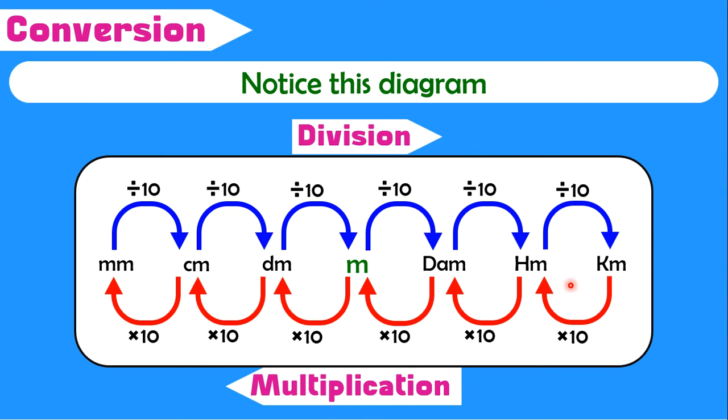Suppose that I have to convert from kilometer to meter. I have 0 here, and 0 here, and 0 here. So I have to do multiplication by 1000, because I have 0, 0, 0. So we have 3 zeros.